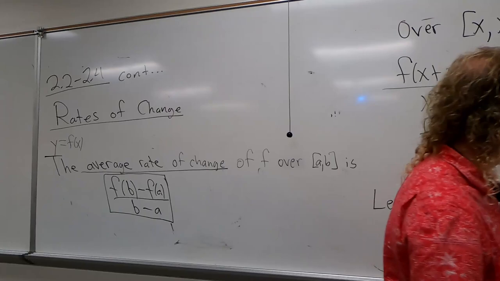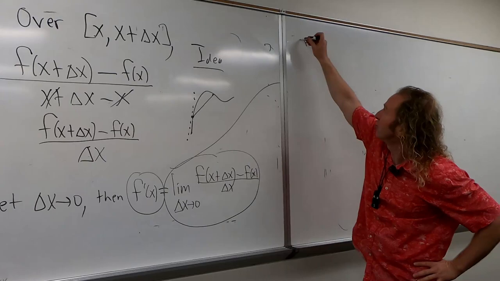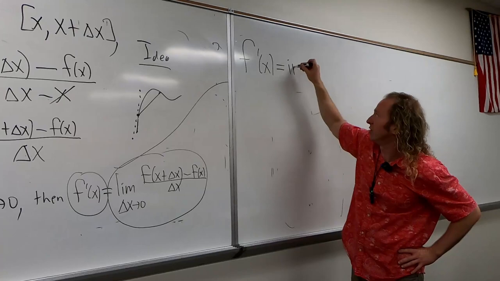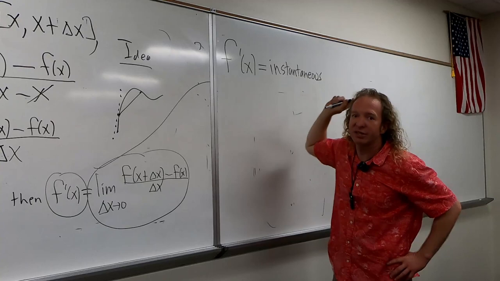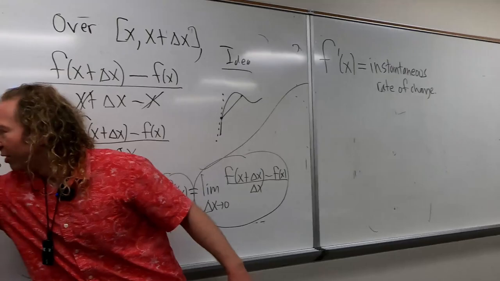It has a new name now. We're going to call this thing, or the derivative, we're going to call both of these the instantaneous rate of change. So f prime of x is now the instantaneous rate of change. The big word, instantaneous rate of change. So the average rate of change is just this over here, right? Or this. And then the instantaneous is the derivative.